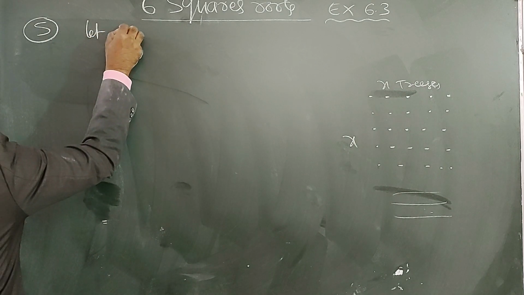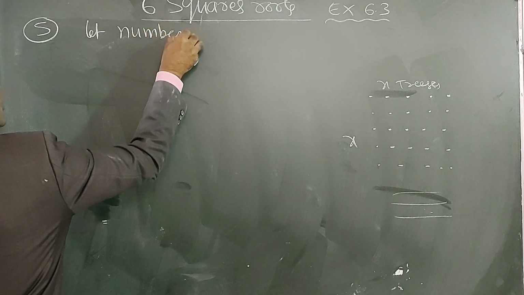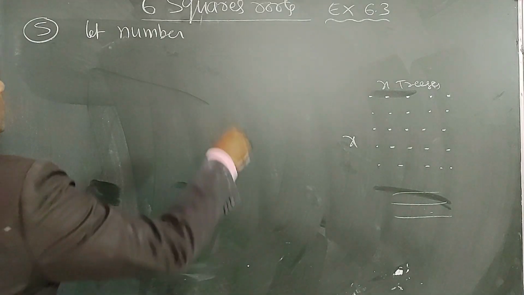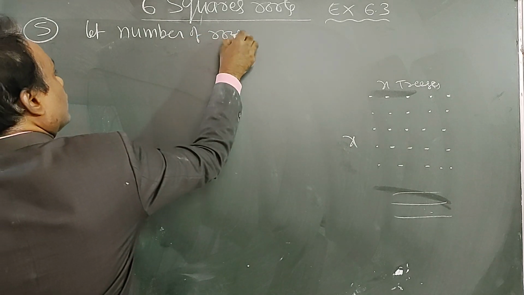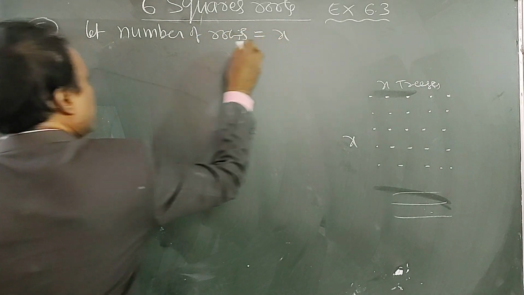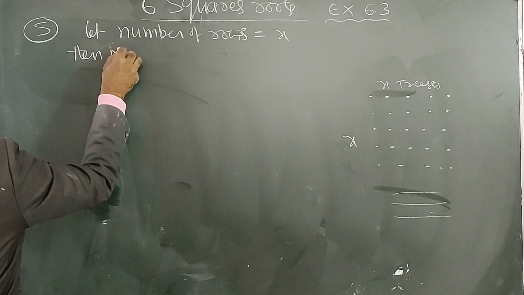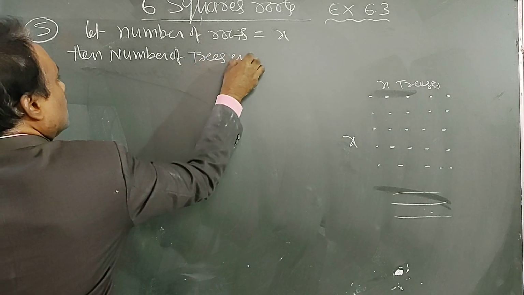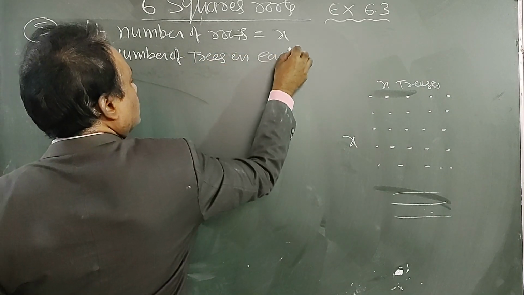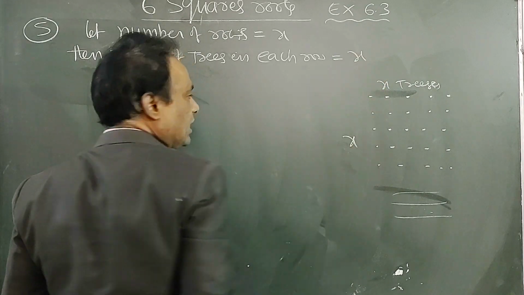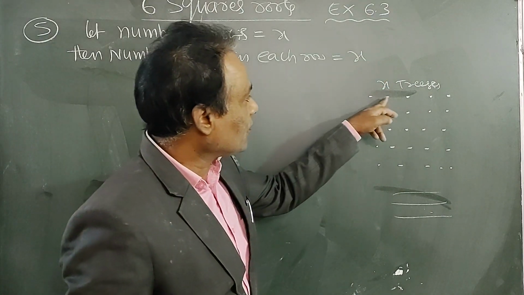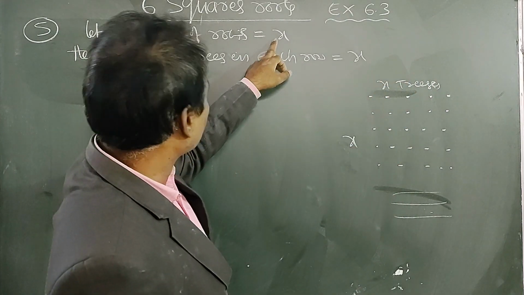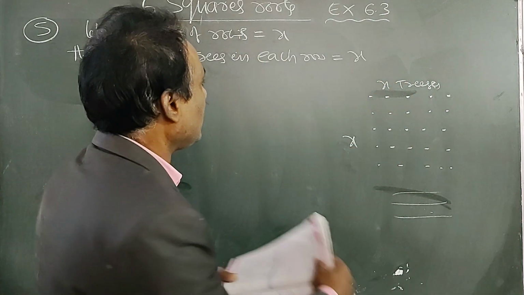let the number of rows be x. See the question: how many plants were planted in each row? The number of rows is equal to x. Then the number of trees in each row is x only, because the number of trees in each row is the same as the number of rows. If there are x rows, then the number of trees in each row will be x only.